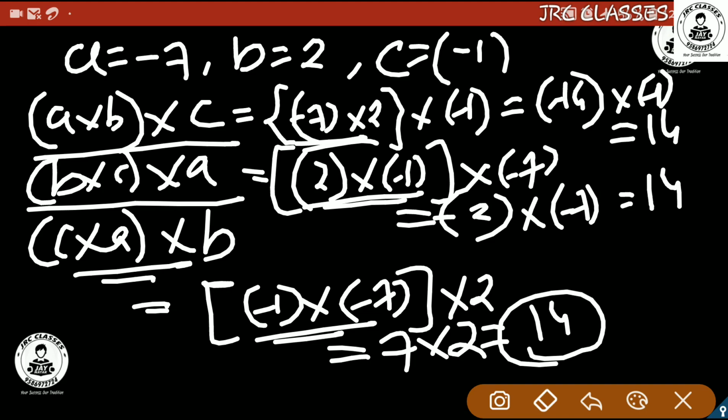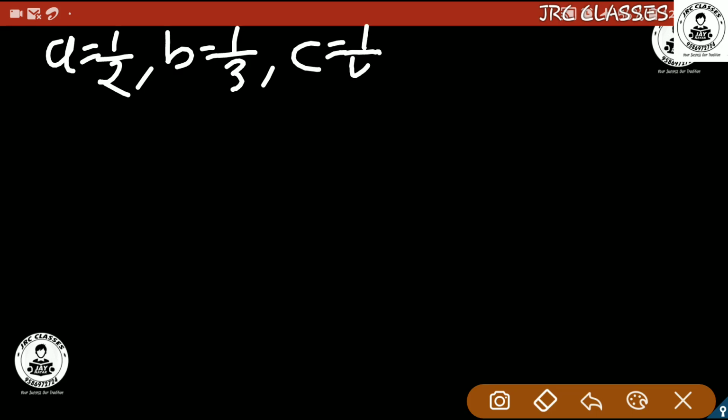So we can check that in each and every case we got the same answer. Okay, so multiplication of integers is also associative. Now let's check for the rational numbers. Each and every example we are doing, the same example I will take. A is equal to 1 divided by 2, B is equal to 1 divided by 3, C is equal to 1 divided by 4.